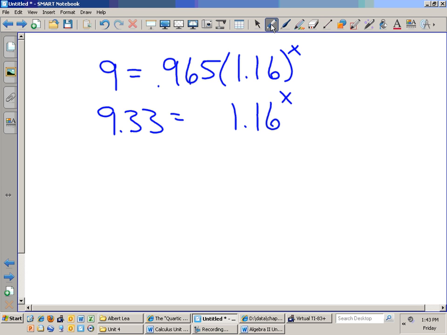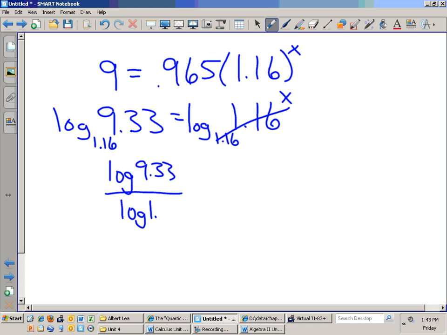Log base. Yep, that's why we learned everything we did this past unit. The way we get rid of that exponent is we take the log base 1.16 of both sides. You end up with the log of 9.33 over the log of 1.16 when you use your change of base formula, and you get x is approximately 15.04, something like that. Done. So it's approximately 15.04.